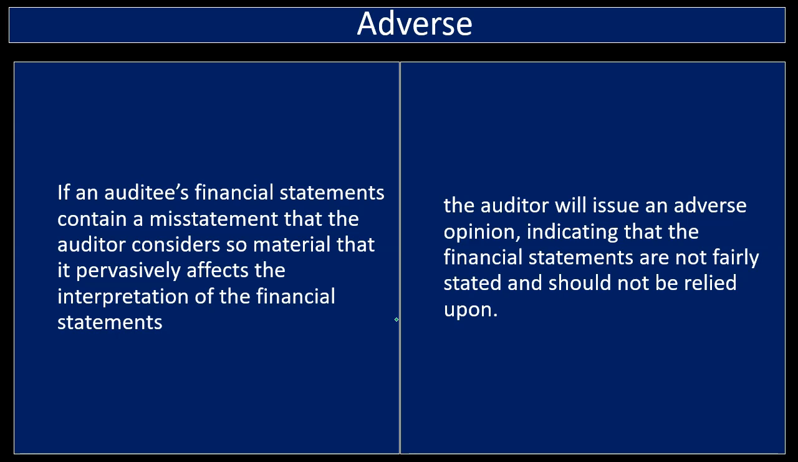So just note that an adverse opinion, of course, is saying that the financial statements contain a misstatement that the auditor considers so material that it perversely affects the interpretation of the financial statements. So we cannot give an opinion like we would like to, that would be unqualified or even qualified. We have to say adverse. And again, at that point in time, that might just terminate the engagement and we end up not issuing the report or disclaiming the report.